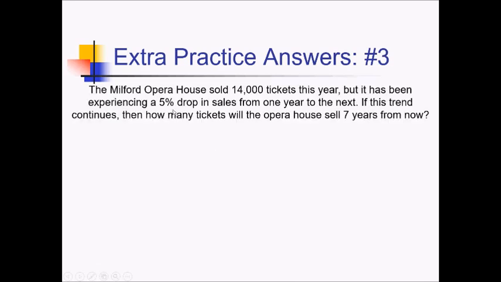On this problem, we have an opera house which is selling 14,000 tickets this year, but it's been dropping 5% in ticket sales from one year to the next. If this keeps going on the way it is, how many tickets will they sell 7 years from now? So we have a percentage drop every year. So this is an exponential decay function. And since it's happening every single year, we can use the standard exponential model, AB to the t.